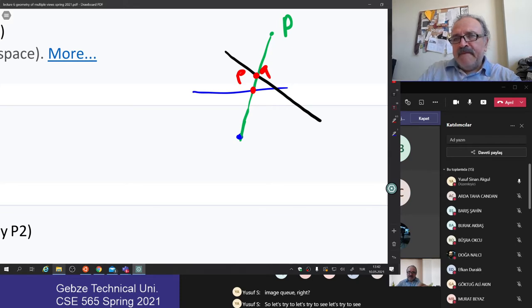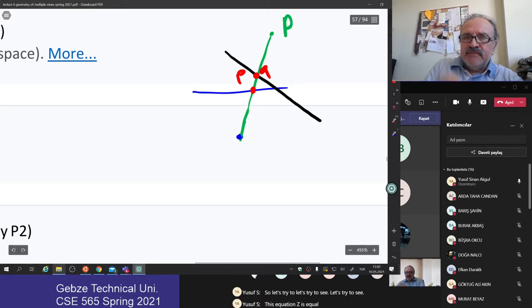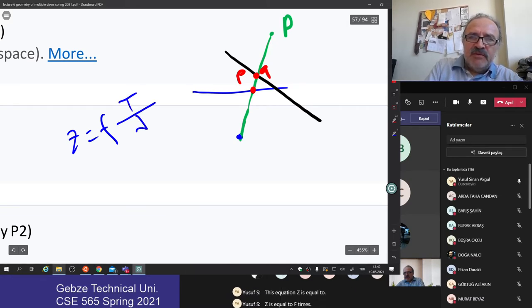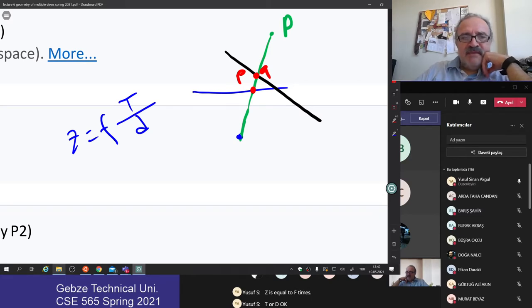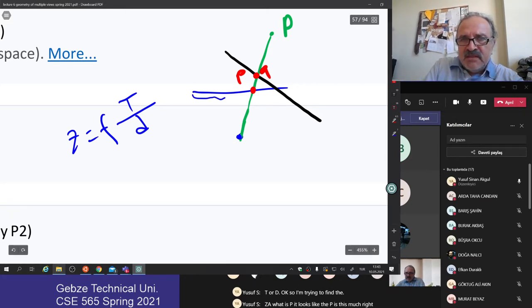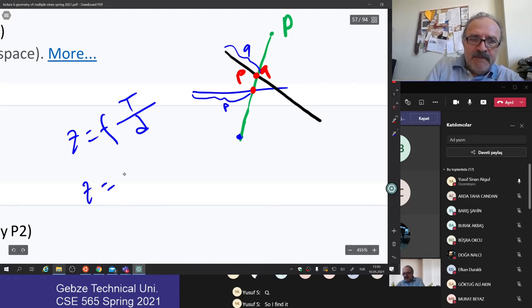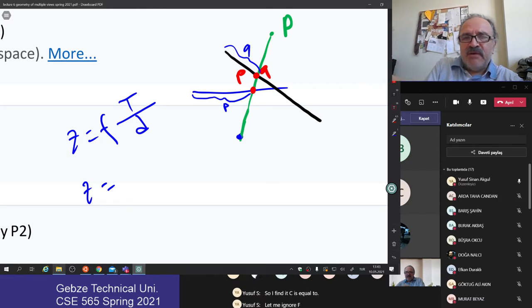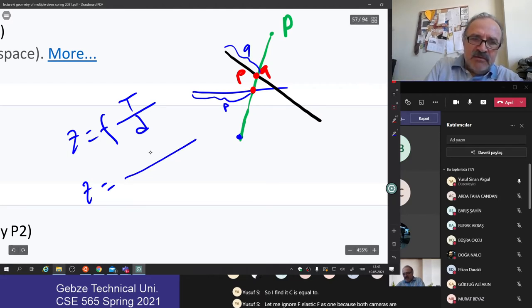Let's try to see this equation. Z is equal to F times T over D. So I'm trying to find the Z. What is P? It looks like the P is this much, right? This is P and this is Q. So I find that Z is equal to, let me ignore F, let's take F as one because both cameras are the same, Z is equal to T over P minus Q. Good, okay, what is T?